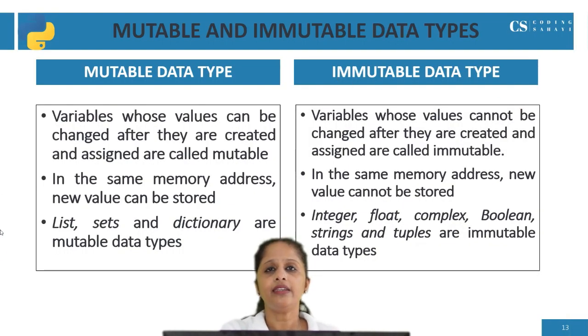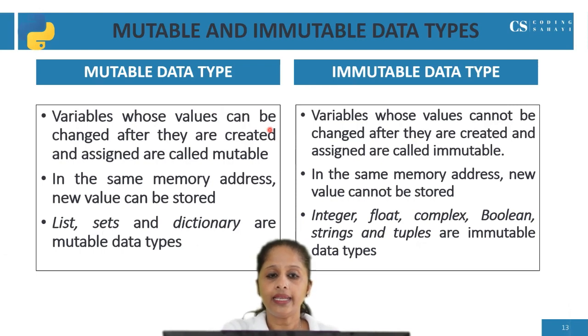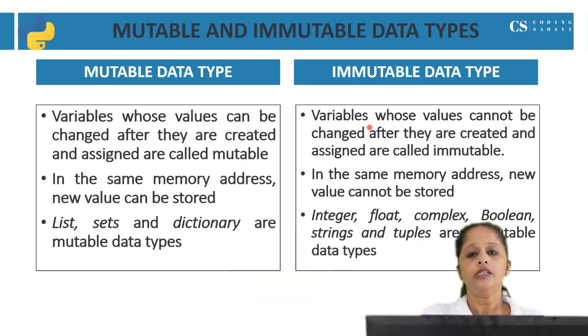So let's begin. Mutable and immutable data types. That is, the data types in Python are divided as mutable and immutable. The data types integer, float, complex, boolean, strings and tuples are immutable data types, and list, sets and dictionary are mutable data types. So let's see in detail what are immutable and mutable data types. This topic is very important. Most of the time you will get a question, what are the differences between mutable and immutable data types in Python. So let's start with immutable data type.